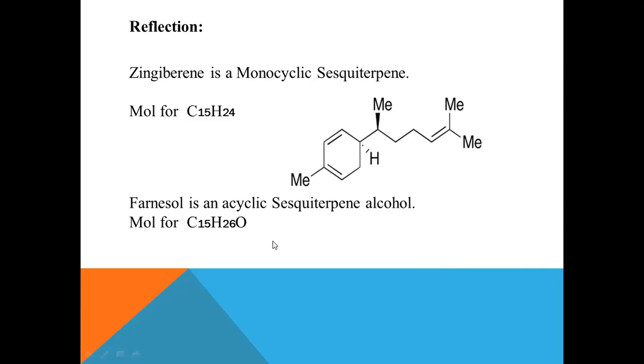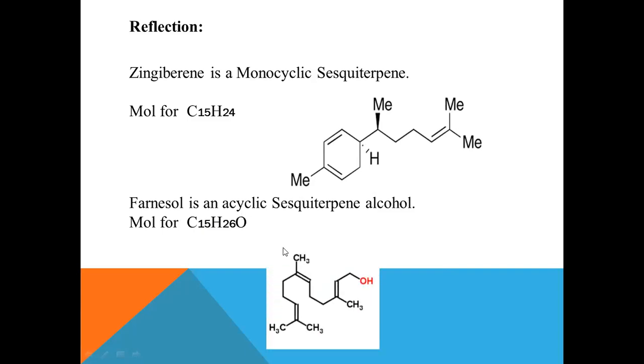Coming to farnesol, farnesol is an acyclic sesquiterpene alcohol. Acyclic means there is no ring. Sesquiterpene means 3 isoprene units, and alcohol means it contains 1 oxygen. So the molecular formula is C15H26O. So this is the structure of farnesol. It is having 10 carbons in the chain, carrying 3 methyl substituents. At the end there is a hydroxy, and there are 3 double bonds at 2, 6 and 10th positions.